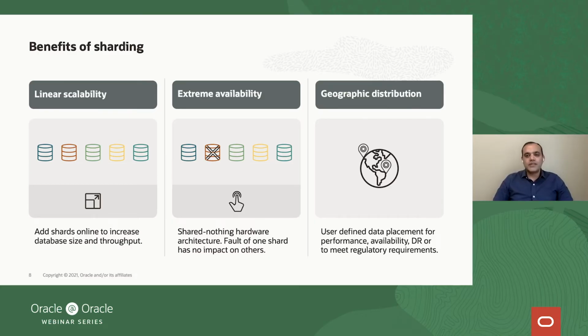The third big reason we are seeing customers adopt sharding is geographic data distribution, or global databases. A lot of our customers, or most of our customers, are global. They have applications which are global in nature, and their customer base is also global.